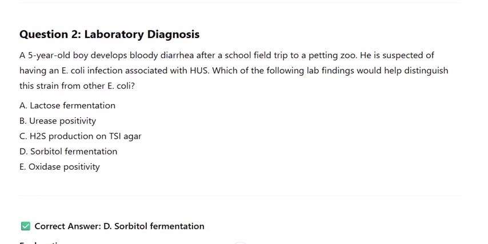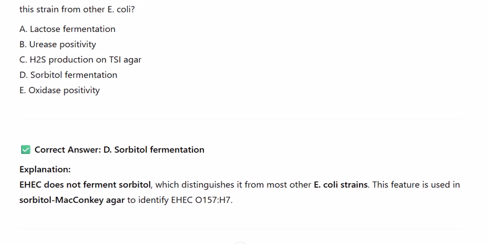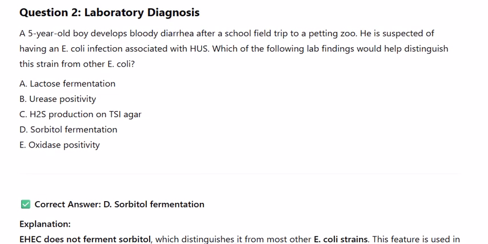Question 2. Laboratory diagnosis. A 5-year-old boy develops bloody diarrhea after a school field trip to a petting zoo. He is suspected of having an E. coli infection associated with HUS. Which of the following lab findings would help distinguish this strain from other E. coli? A. Lactose fermentation, B. Urease positivity, C. H2S production on TSI agar, D. Sorbitol fermentation, E. Oxidase positivity.